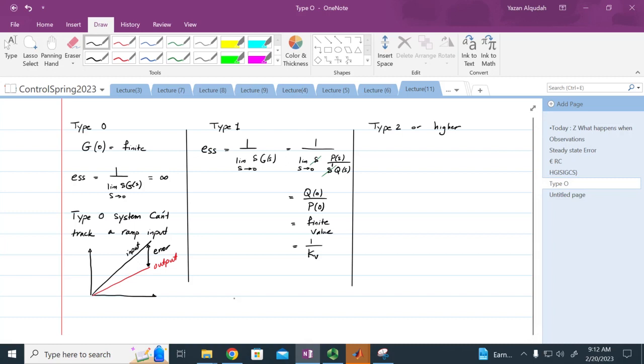Together? So what does that mean? If I have a ramp and I have a system that is type 1, then the output might look something like this. It has an error, but this error is finite.